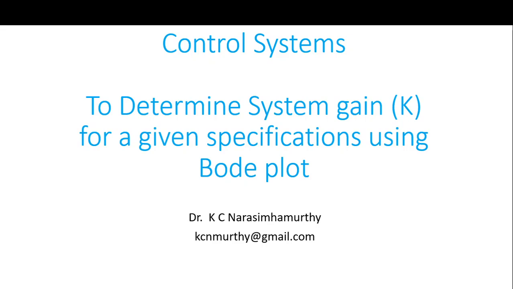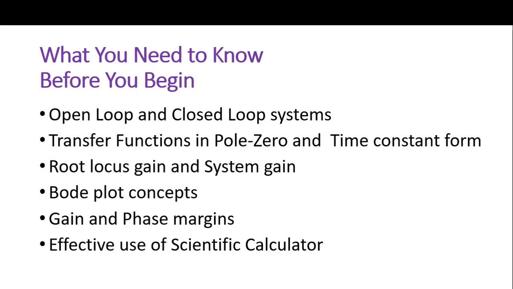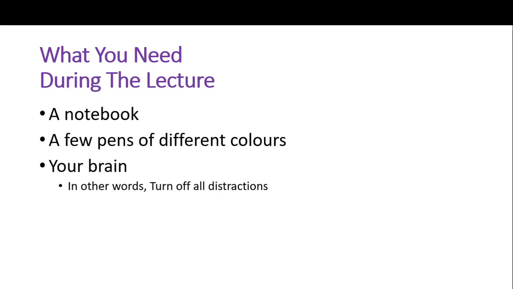Okay, hi students. In this video we will again see one more problem, how to find the value of k for a given specification. In the previous video we saw two specifications where the value of k is determined for a given gain margin and a given phase margin. Let us now try to find out how to determine the value of k when omega gc is specified.